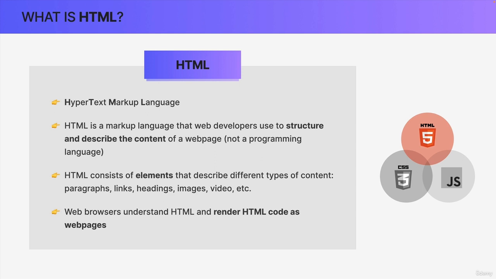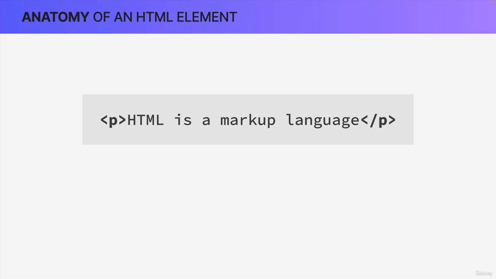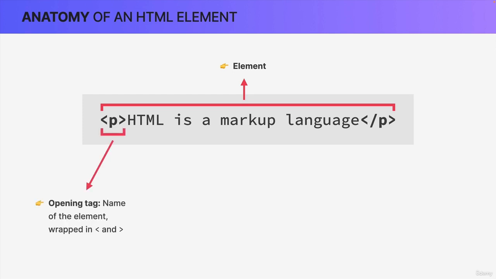But now let's zoom in a little bit and take a look at the anatomy of an HTML element. So basically, taking a look at the building blocks of each HTML element. And here we are looking at the paragraph element, as you can see by the P. So all of this is actually called the element itself. Now, as we can see, an HTML element is usually made up of three parts. First is the opening tag, which is the name of the element. So in this case, it's the P wrapped in the less than and the greater than symbols.